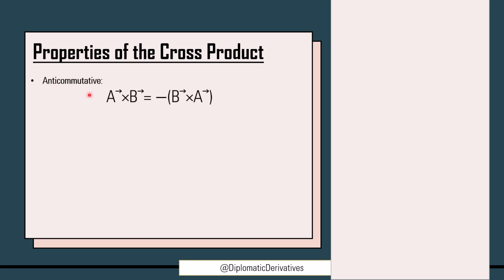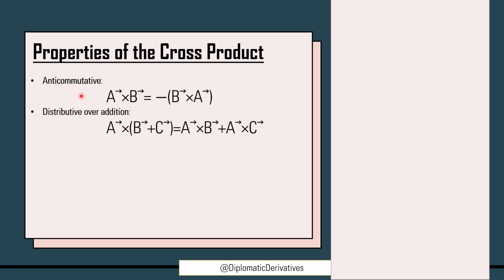Number one, anti-commutative. So remember, the dot product was commutative, cross product is not commutative, it's anti-commutative. That is, A cross B is not equal to B cross A; A cross B is equal to minus of B cross A. That is what is meant by anti-commutative.